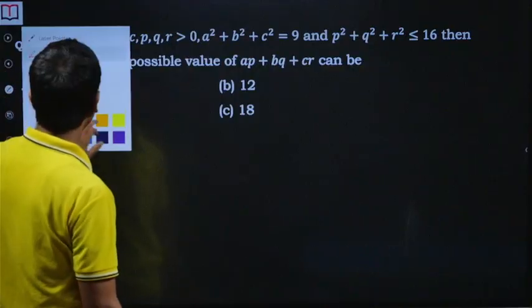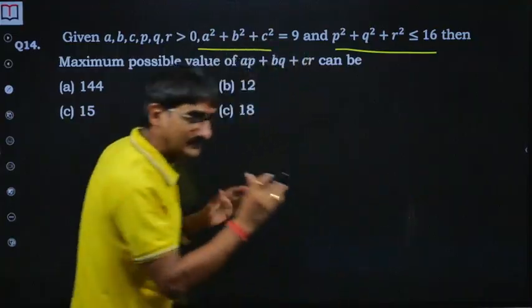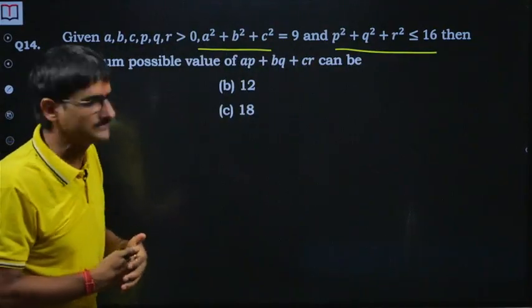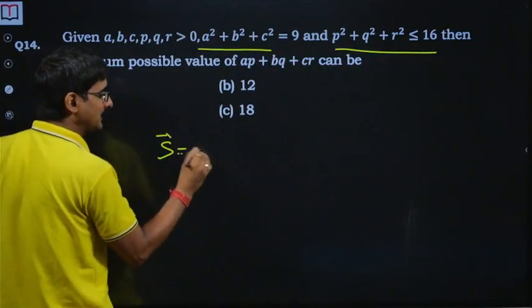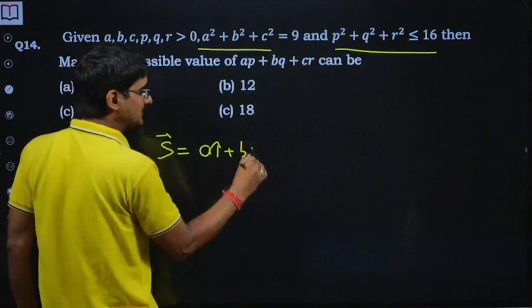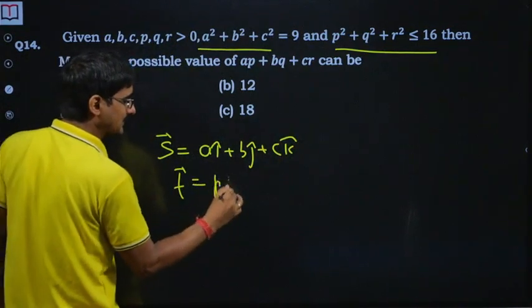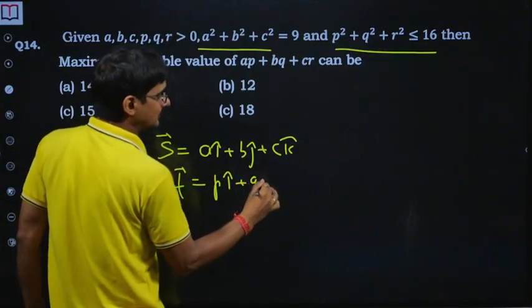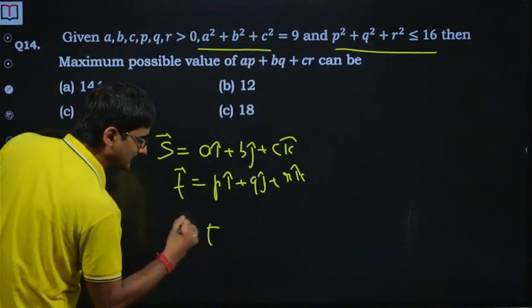So now quickly moving to 14th question. Now see, that's a typical question on vectors. You could try to use so many things, but I believe vector is the thing. So I will assume S vector as a i cap plus b j cap plus c k cap, and t vector as p i cap plus q j cap plus r k cap.